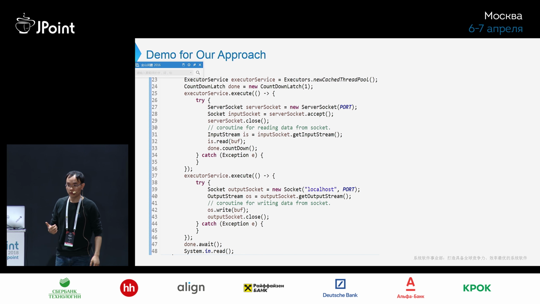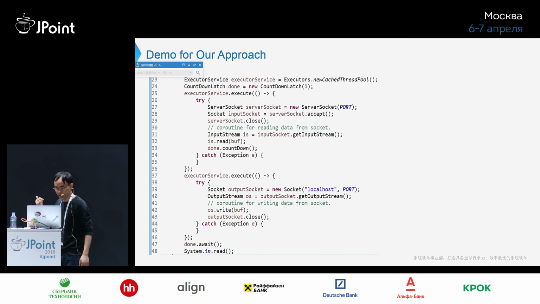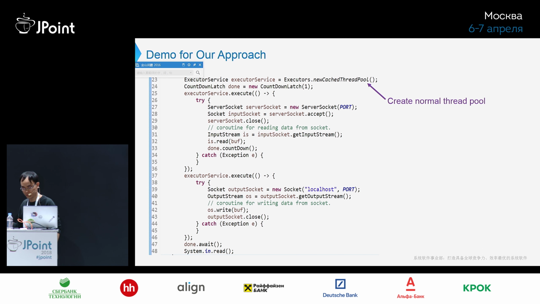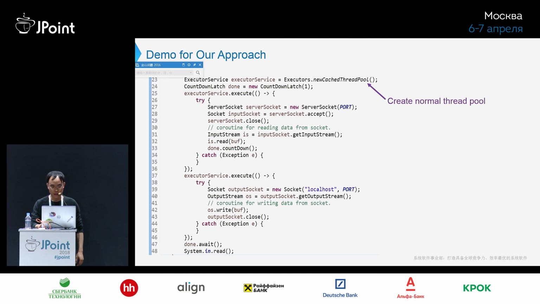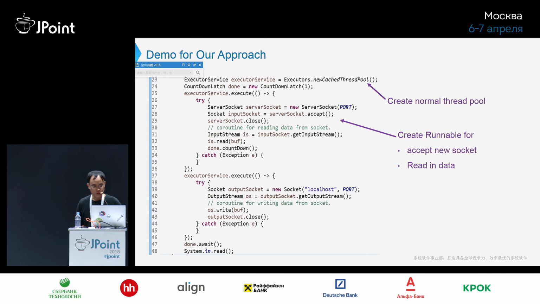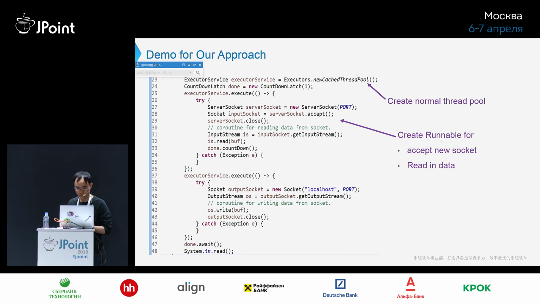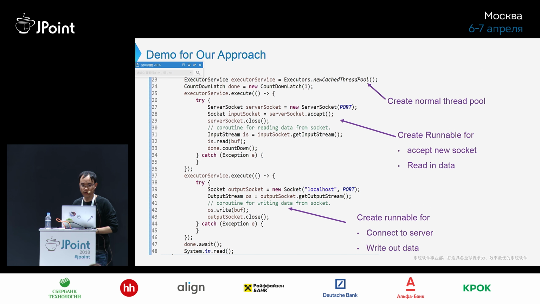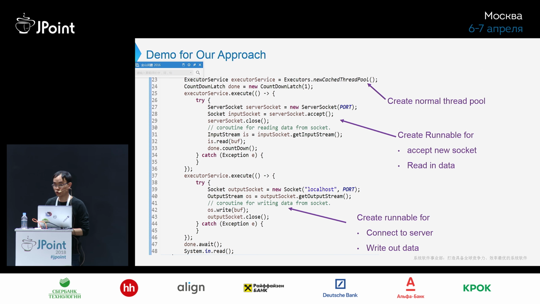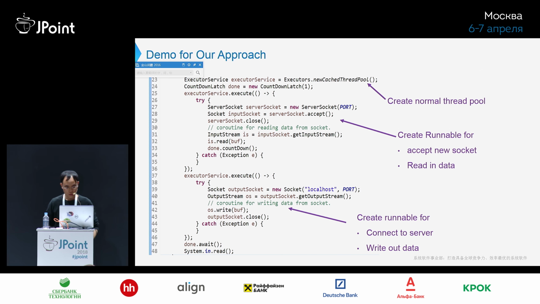How does it work? This is a very normal Java application, right? You can just look at this code example. In step 1, you just create a normal thread pool, right? No different. And in step 2, you create another runnable task, which is used for accepting a socket, and then reading from the stream. In step 3, we create another runnable task, which is used to connect to the above server, and then write out the data into the stream. It's a normal Java application. So how does it work?